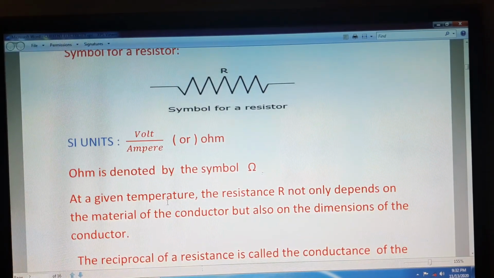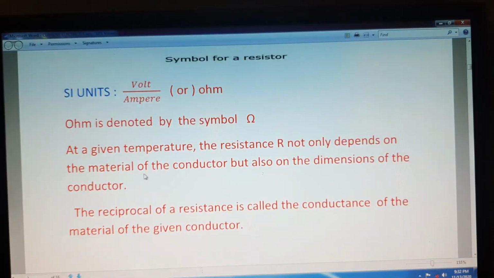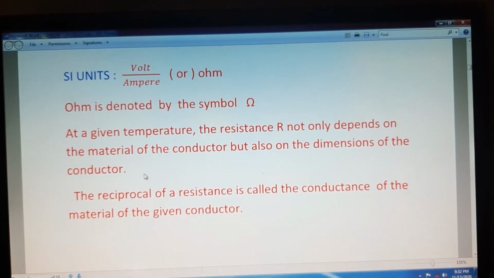Next one, at a given temperature, the resistance capital R not only depends on the material of the conductor, but also on the dimensions of the conductor. Dimensions means length of the conductor, area of the conductor, length, breadth, area. So the resistance depends on the length and area.